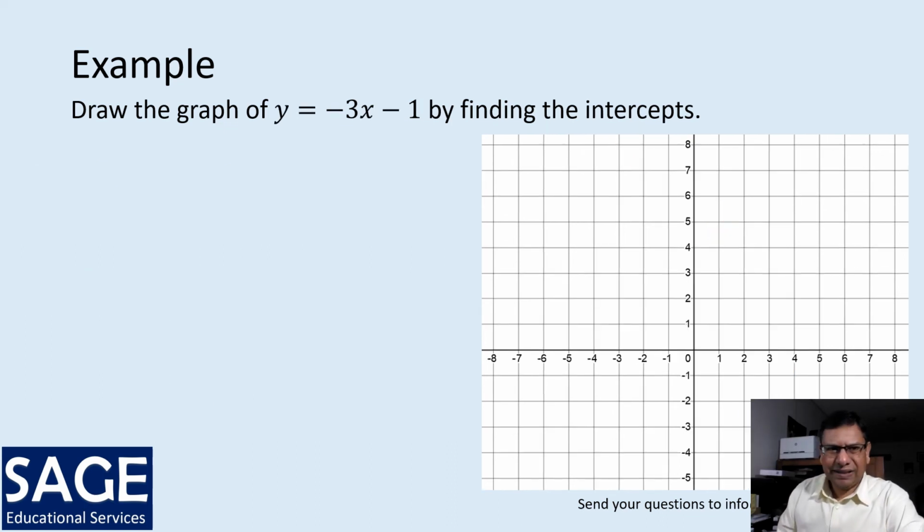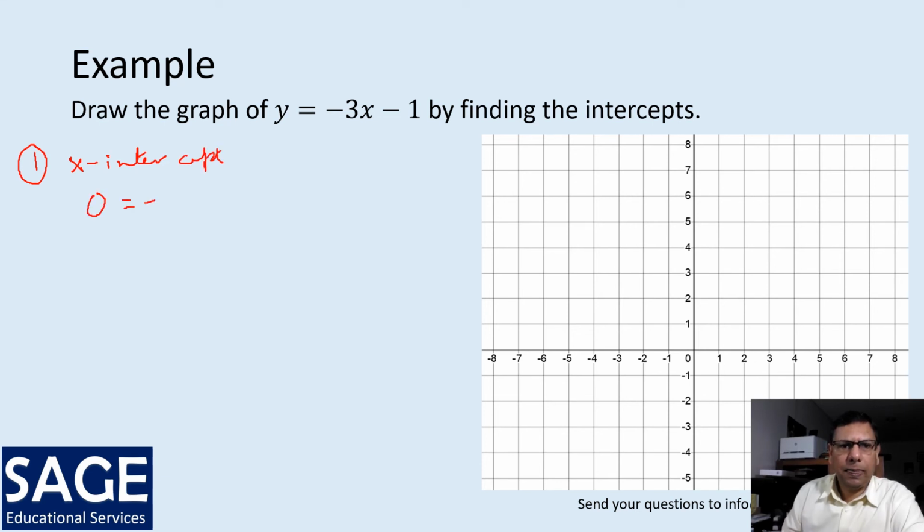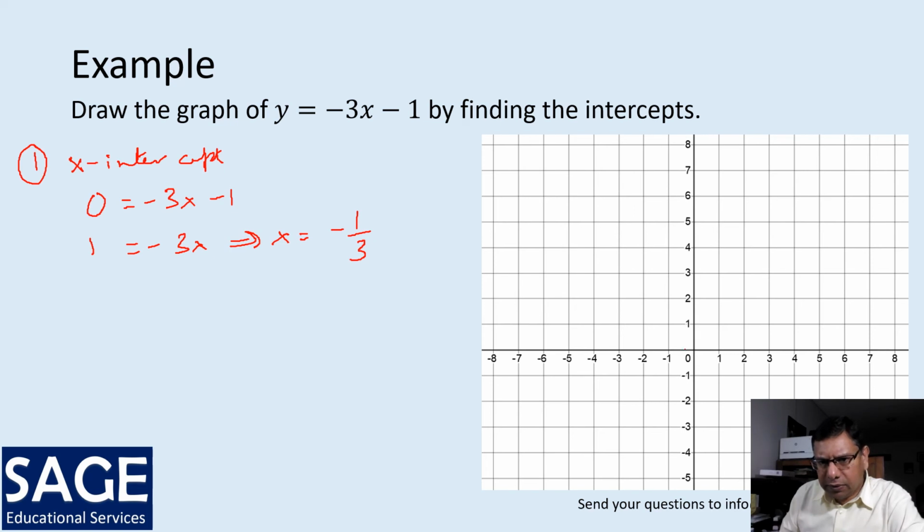Let's draw this line as well. First thing I need is the x-intercept. So for the x-intercept, I'm going to make y is equal to 0. So negative 3x minus 1, which gives me 1 is equal to negative 3x, and that will give me x is equal to negative 1 over 3. So x is equal to negative 1 over 3 would be around here. So negative 1 over 3 comma 0.